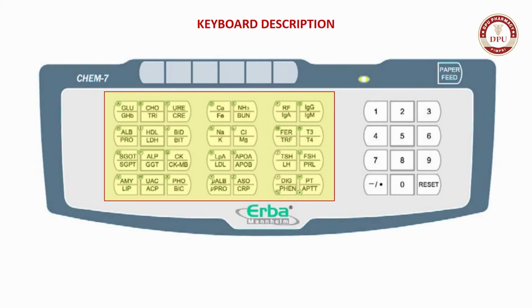Now there are 28 multifunction keys which act as 56 direct chemistry access function keys. The function of the key depends on the number of times the key is pressed. If pressed once, the chemistry written on the top of the key gets activated. And if pressed twice, the chemistry mentioned on the lower part of the key gets activated. For example, if pressed once, GLU, that is glucose, will activate. And if pressed twice, GHB gets activated.